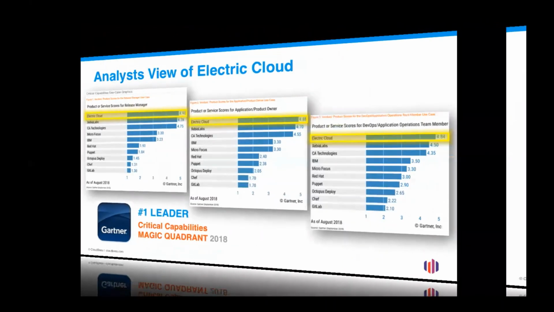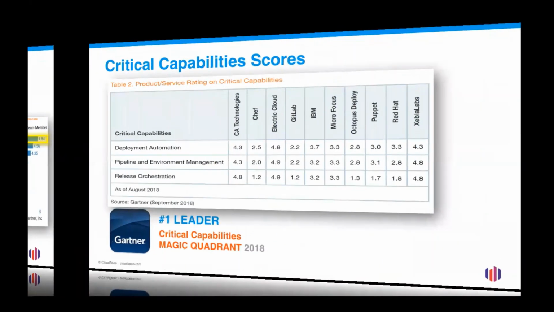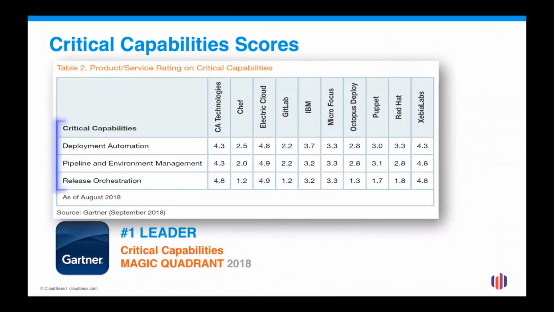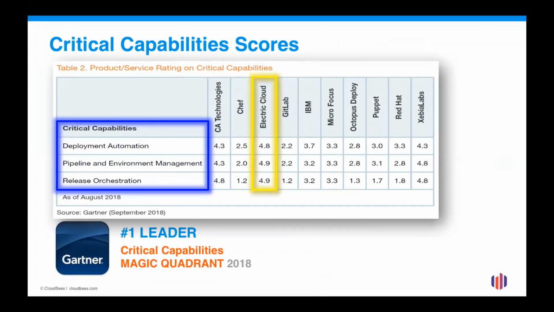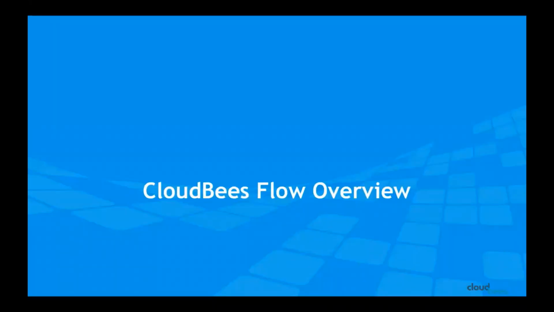Same thing for the different aspects of ARO. You remember the three aspects: deployment automation, pipeline environment management, release orchestration. Once more, Flow is the highest rated tool for achieving that. We are quite proud of it because it's a recognition of the work we've been carrying both in Electric Cloud and now in CloudBees. And we will transition to CloudBees Flow to give an overview of what it does, how it does it, and what benefits we can expect.